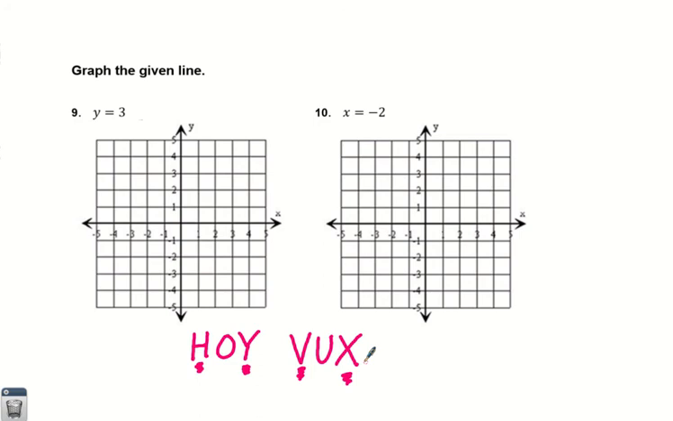So to graph them, it's very simple. Y equals 3, it's going to be horizontal. You go to y equals 3, so you go to 3 on the y-axis, and you draw your horizontal line. That's it. So this is going to be a vertical line, for VUX. So you just go to -2 on the x-axis. You go to x equals -2, and that's where you draw your vertical line. And it's that easy. So horizontal at y equals 3, vertical at x equals -2.